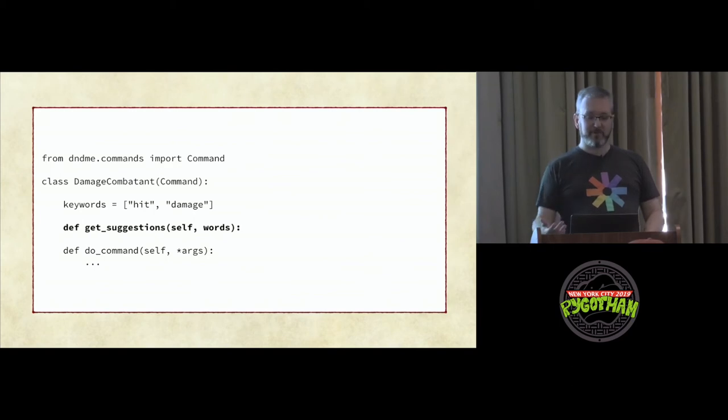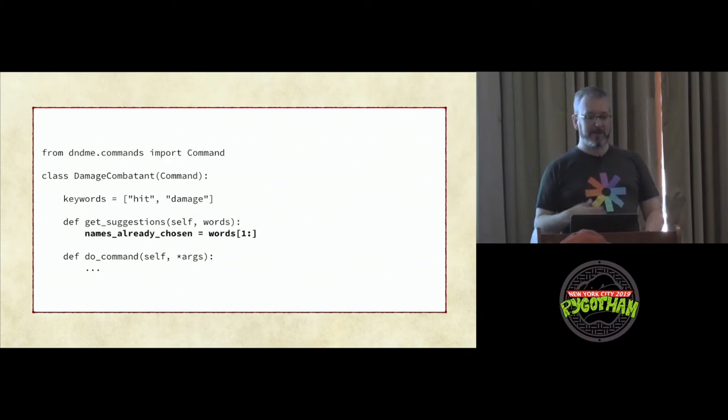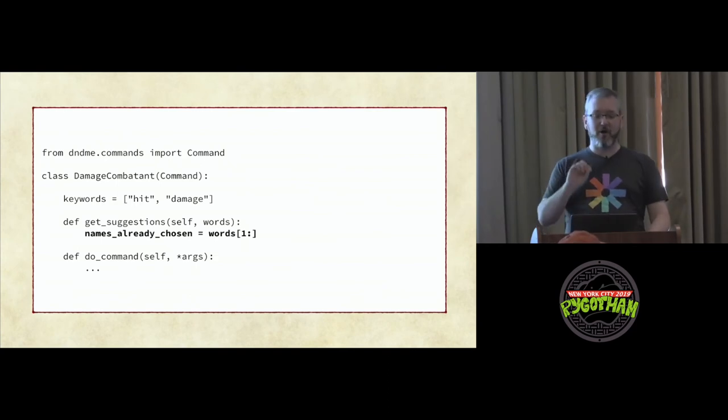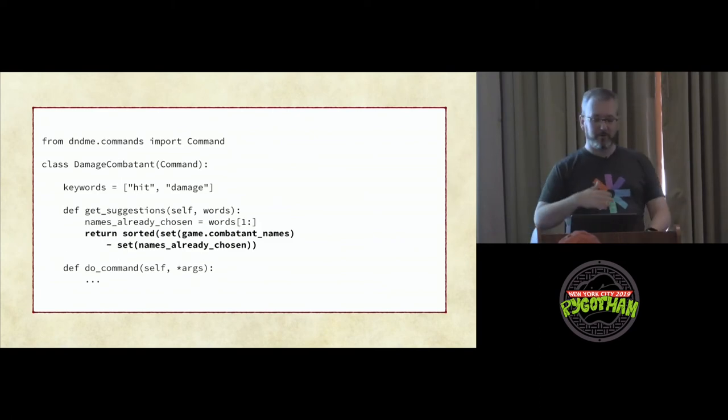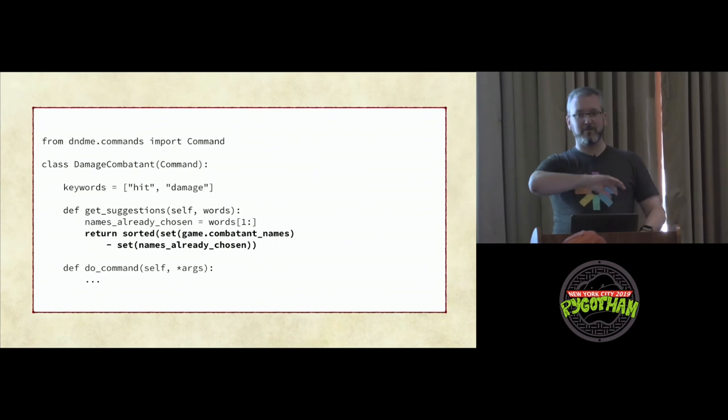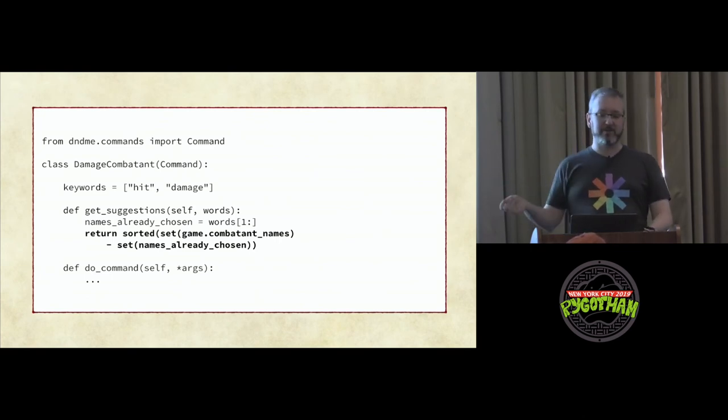It should suggest combatants, so it'll have a get suggestions method. And we'd like to look at everybody that's already been specified. So if you've typed three characters' names, those characters we might not want to show as suggestions because you've already said you're going to damage that person or that creature. So we'll subtract everyone who's already been chosen from the set of all the people that we might interact with, giving us a sorted list of combatants that haven't been chosen yet.